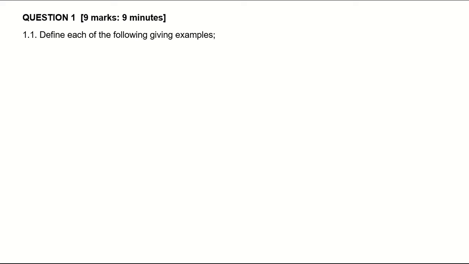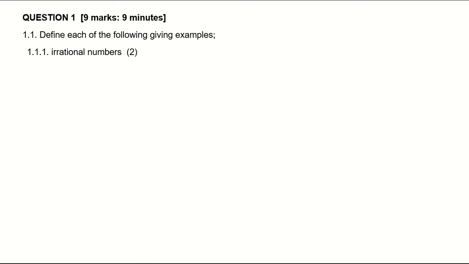Let's start with the first question. Question 1 will be 9 marks for 9 minutes. We need to define each of the following given examples. You define and give an example. The first one wants you to define and give examples of irrational numbers.